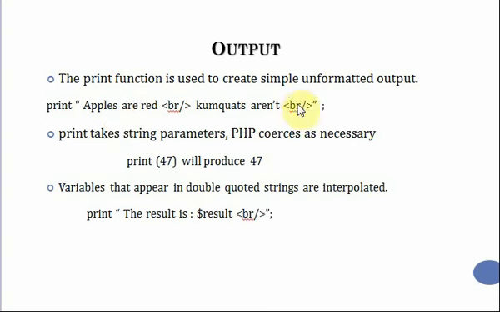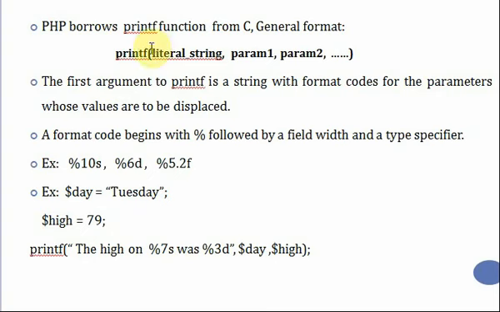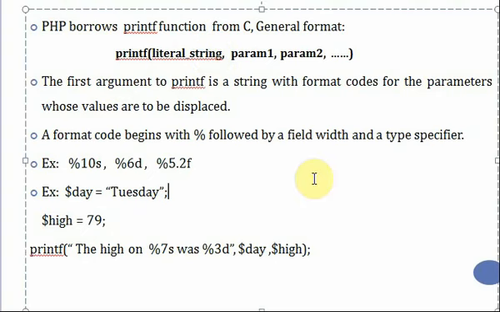The print function is used to create a simple unformatted output. When you say unformatted, you are not going to do any modification; as it is, you are going to print. But if you're saying formatted, what is the meaning of that? We can make some modification. In our C language we have already seen the printf function. That f is indicating formatted.